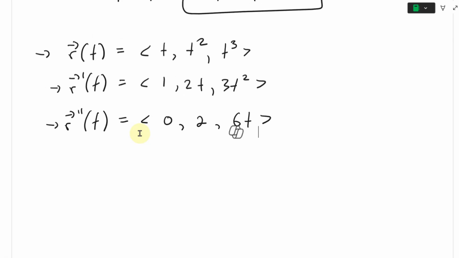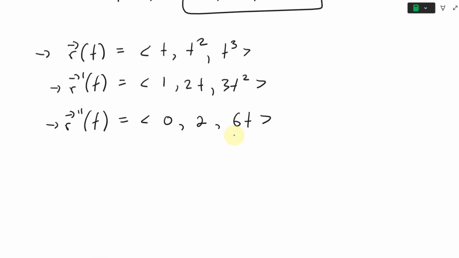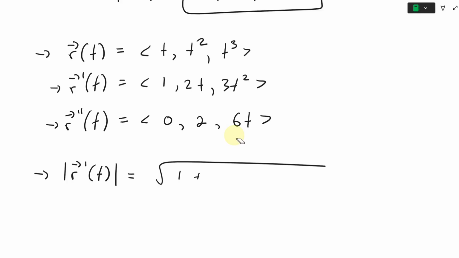All right, now the next setup is we need to calculate the bottom one right here, the length of the first derivative. So I'll put another arrow. This is going to be the magnitude or length of r prime of t. This equals a giant square root of 1 squared, plus this one squared, so it's going to be 4t squared, plus 9t to the 4. Actually, whoops, not to the 6. This is squared, so t squared squared gives 4, not 6.